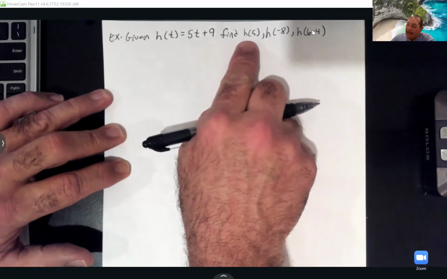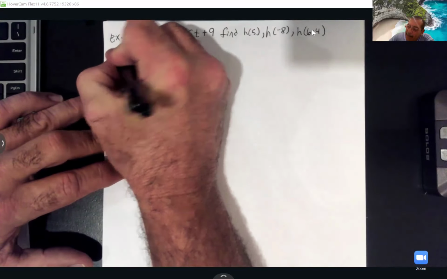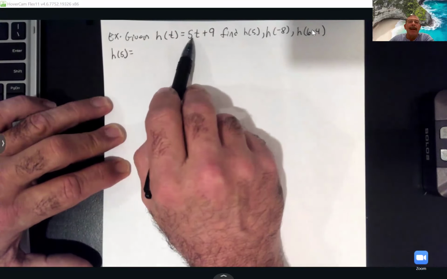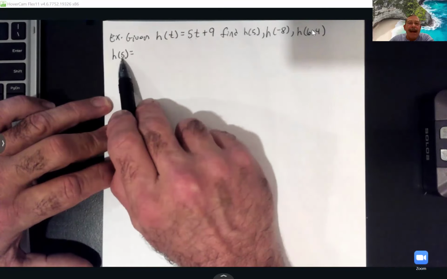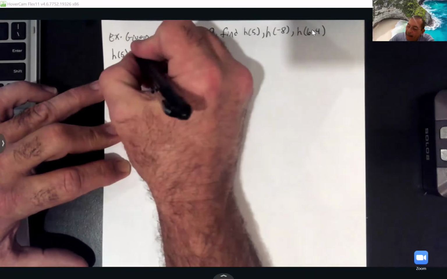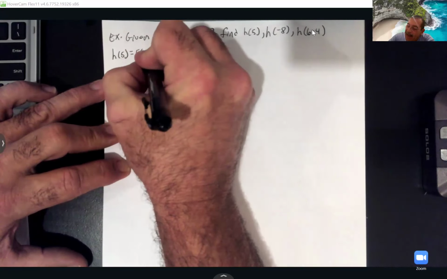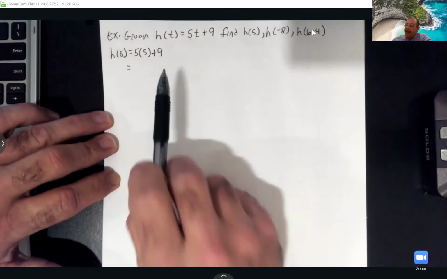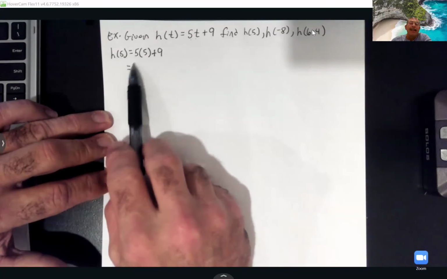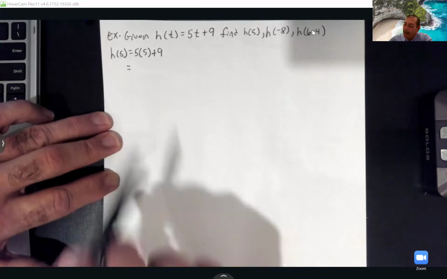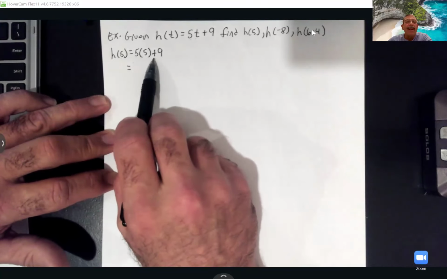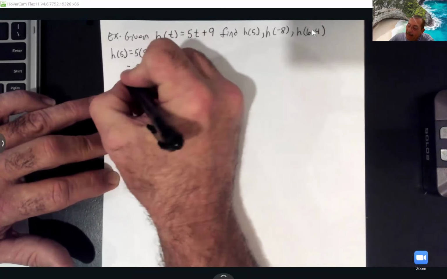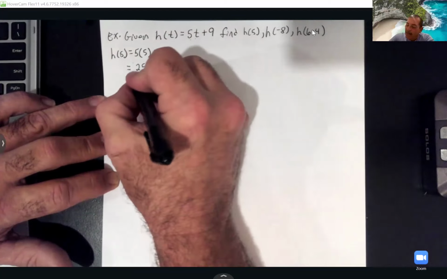So let's see, first is H of 5. So take our expression, and where they have a T, we're going to put a 5. So that'll give us 5 times our T, which is 5 plus 9. And you'll notice each of these are going to pretty much set up the same. All we're changing is the numbers, okay? Multiply before we add. So 5 and 5 give me 25 plus 9. And that's what, 34.